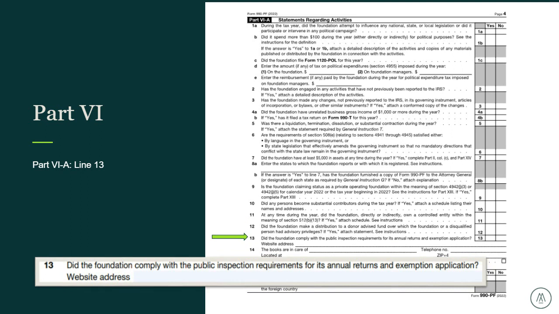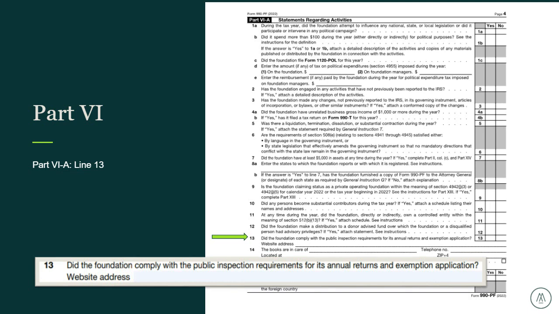And then the last question on this one, did the foundation comply with the public inspection requirements for its annual returns and exemption application? So the IRS does require that an organization makes its tax return and exemption available for public inspection. And there's a whole section about how many days you have and when you have to respond. But it's generally, if someone is requesting in person, the foundation is required to provide a copy of those documents on the same day, unless there's an unusual circumstance or it would be an unreasonable burden to the foundation to provide it that same day within their business hours.